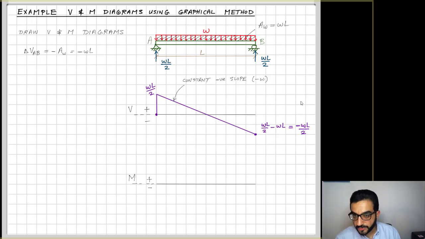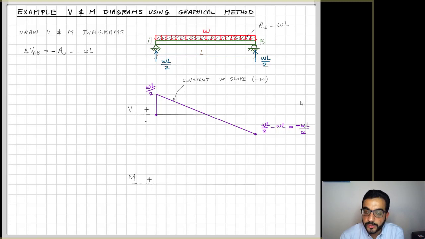But if I try to connect these two points now, WL over 2 and negative WL over 2 between points A and B, should it be a parabolic curve, or what would be the shape of the curve for the shear diagram? It will be a line with a constant negative slope. Why is that? Because W has a constant value between A and B. And W is positive, but remember you flip the sign for the relationship between the load and the shear. So this translates into a negative constant slope.